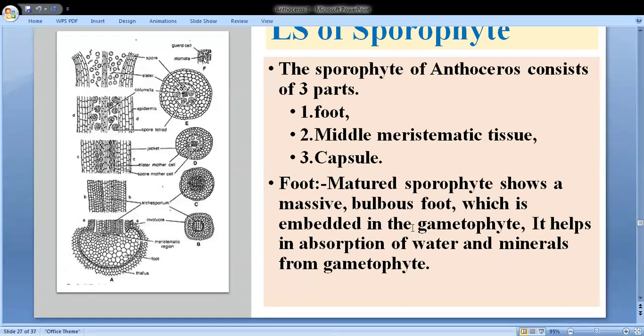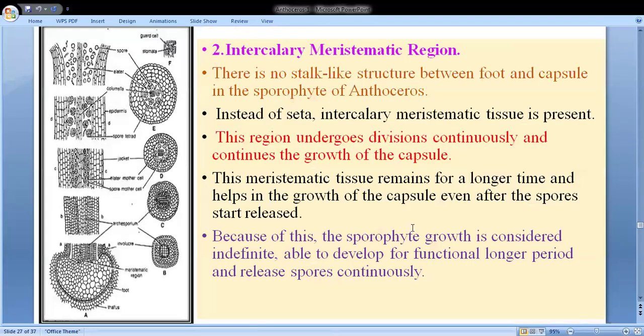Next, this is the intercalary meristematic zone. That is the meristematic tissue. There is no stalk-like structure between the foot and capsule. That is, the seta is absent in Anthoceros. So in the sporophyte of Anthoceros, between the foot and capsule, the seta is absent. Here, the intercalary meristematic region is there. Instead of seta, intercalary meristematic tissue is present.